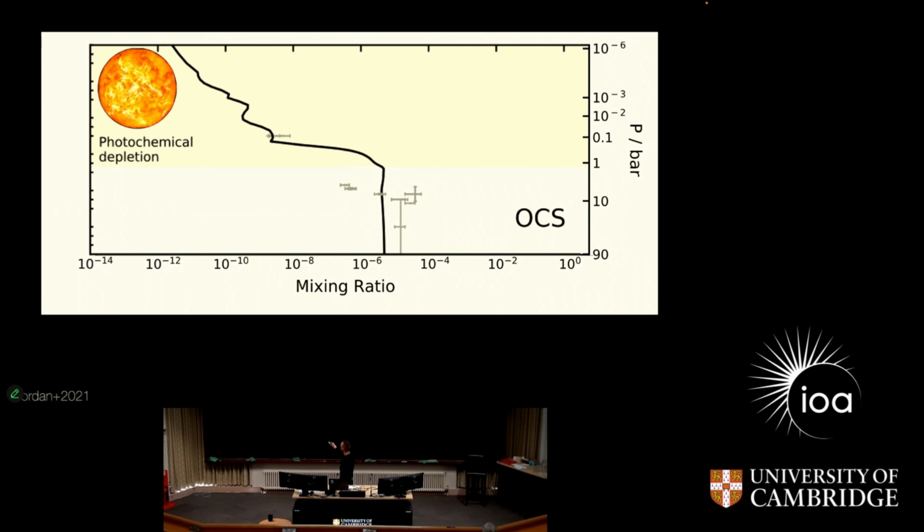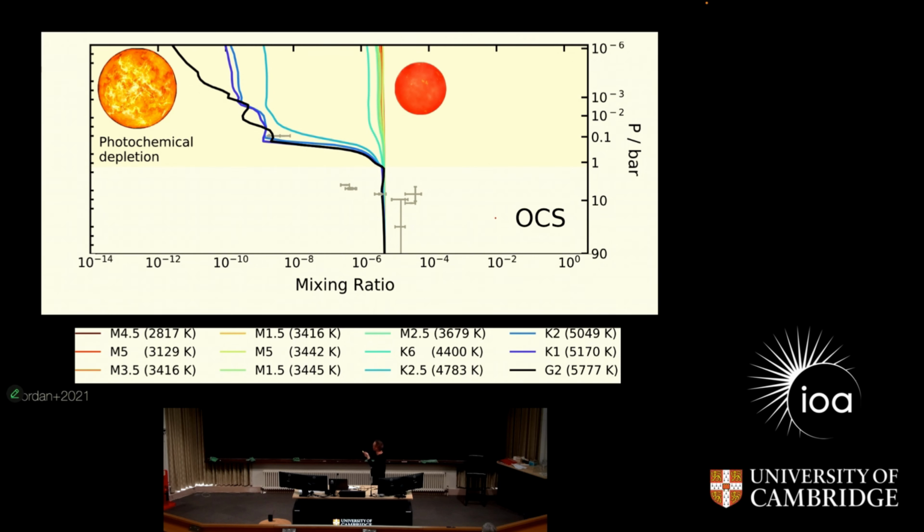What Sean has shown in his work is that actually this is not true for Venus-like planets around cooler stars, around stars like M dwarfs.